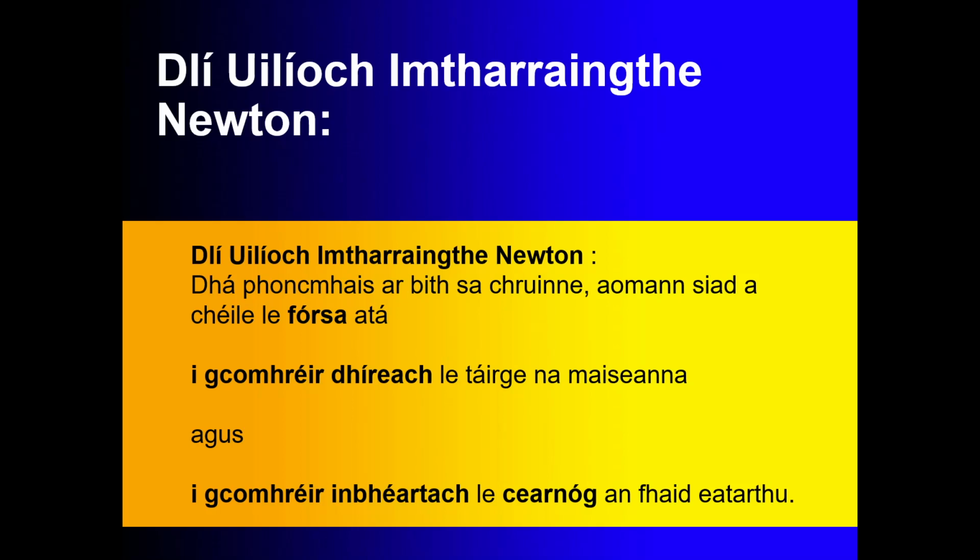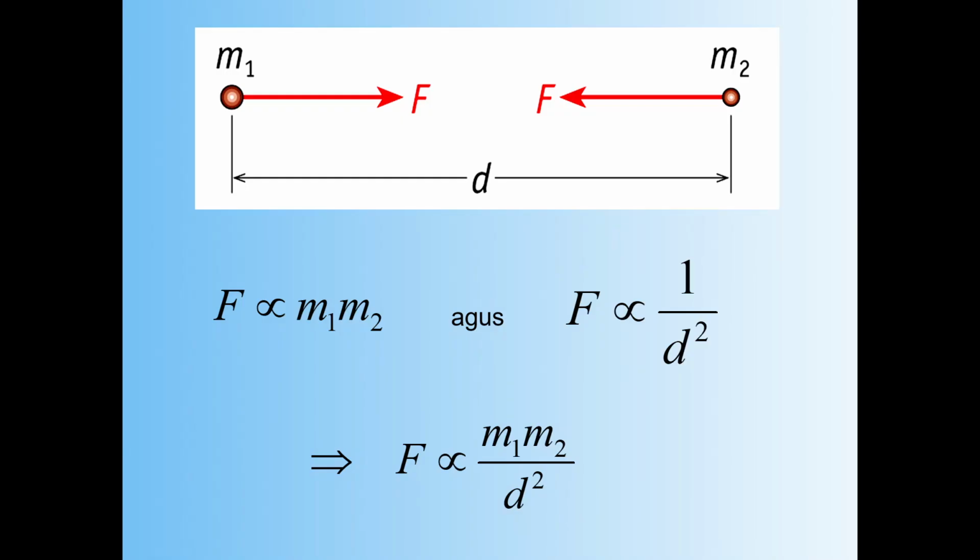So the force is proportional to the product of masses, so mass multiplied by mass, and inversely proportional to the square of the distance between them. So let me write this in the right line, the formula, for two masses in the universe.